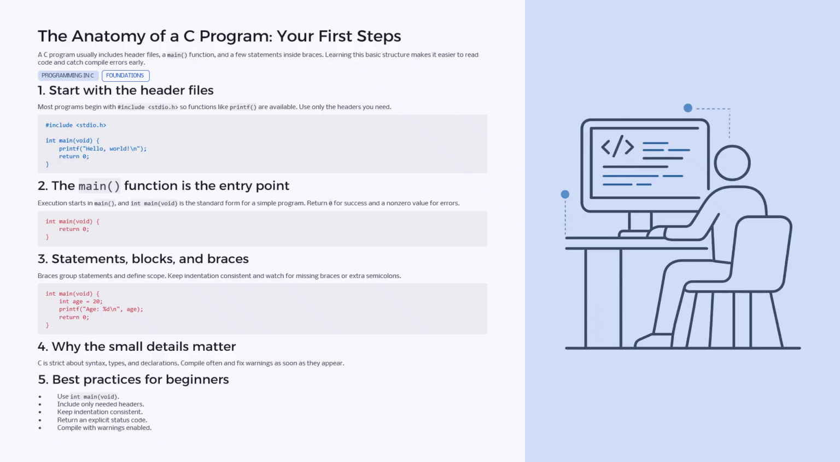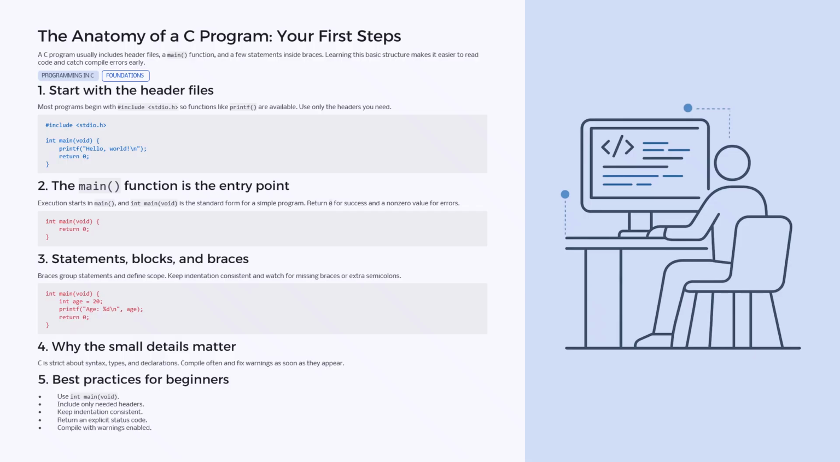So as we know, any programming language has a basic structure. Following the basic structure only, we can write code in any programming language. So in a C program, the basic structure includes header files, main function, and statements.